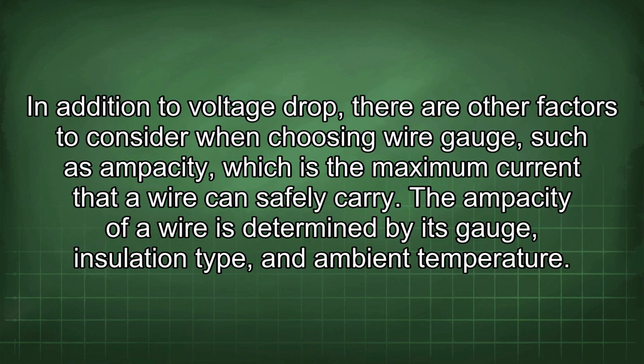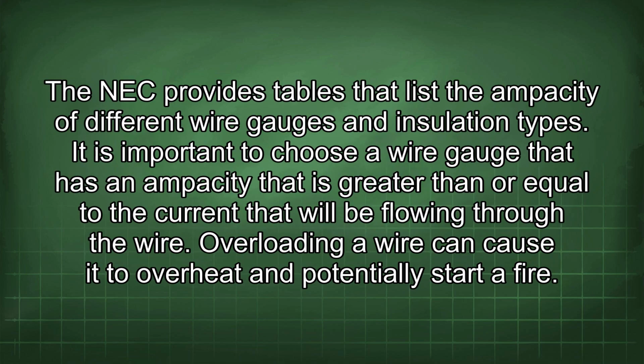In addition to voltage drop, there are other factors to consider when choosing wire gauge, such as ampacity, which is the maximum current that a wire can safely carry. The ampacity of a wire is determined by its gauge, insulation type, and ambient temperature. The NEC provides tables that list the ampacity of different wire gauges and insulation types. It is important to choose a wire gauge that has an ampacity that is greater than or equal to the current that will be flowing through the wire. Overloading a wire can cause it to overheat and potentially start a fire.